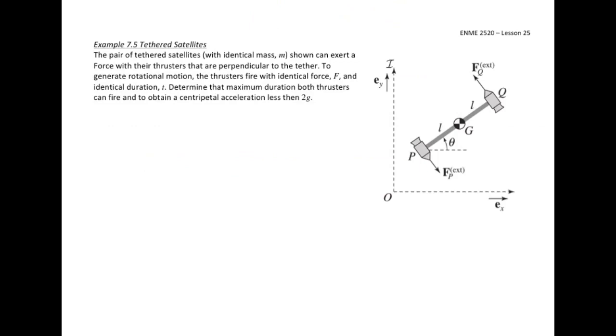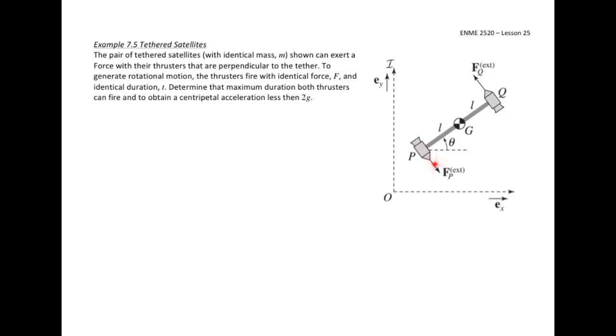So we've got a pair of tethered satellites that have identical mass, m, and they each have a thruster which can apply a force perpendicular to the tether that's between them. If they start from rest and fire with an identical force and identical duration to create rotational motion about the center of mass, then we want to determine the maximum time that both thrusters can fire to obtain a centripetal acceleration on P and Q that's less than 2 Gs.